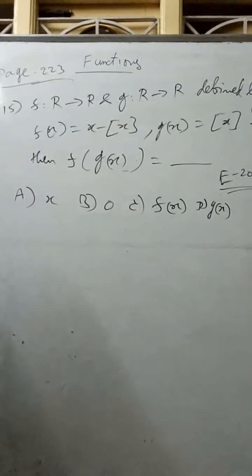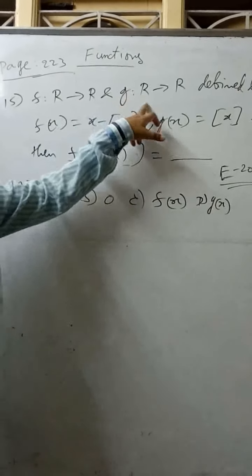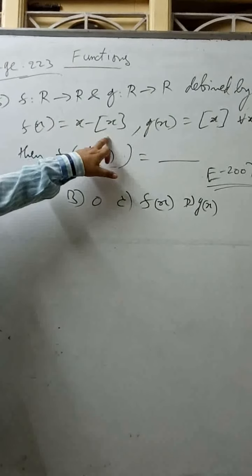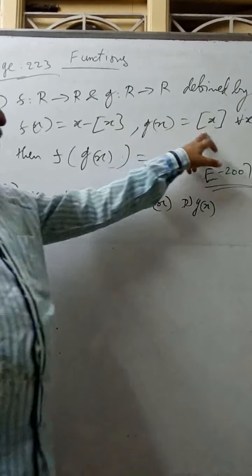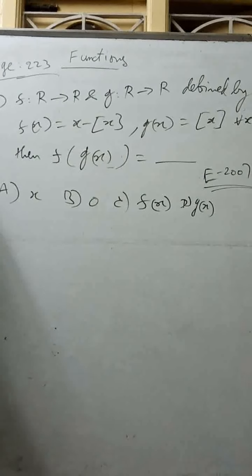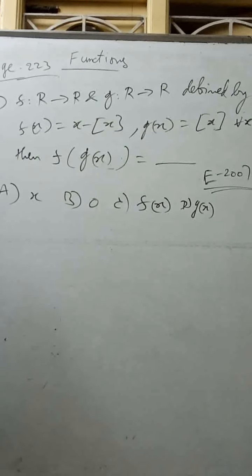f is a mapping from R to R and g is a mapping from R to R defined by f of x equal to x minus step x and g of x equal to step of x for every x belongs to R. Then f of g of x equal to how much is asked? f of g of x equal to how much?